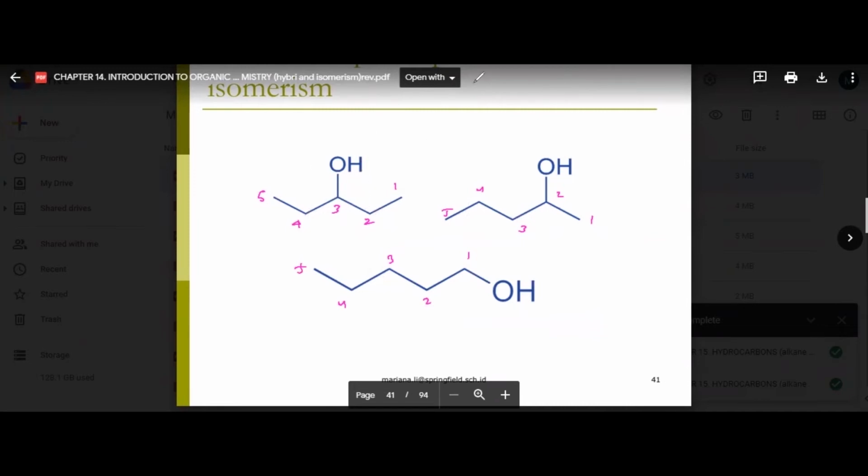Let's say this is the first isomer. The name of this compound is pentane triol. And this is pentan-2-ol. And this is pentan-1-ol. They differ only in the position of the OH group. It can be at the first C, the second, or the third. So this is called position isomerism. They differ in the position of the functional group.